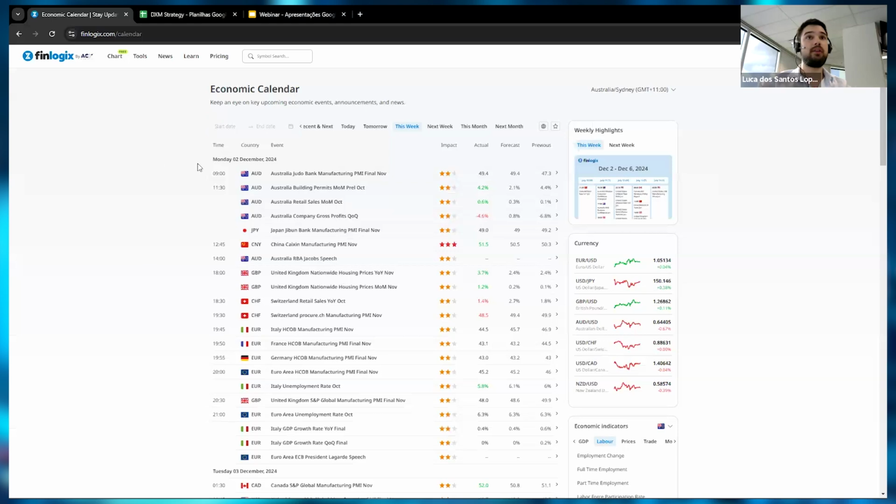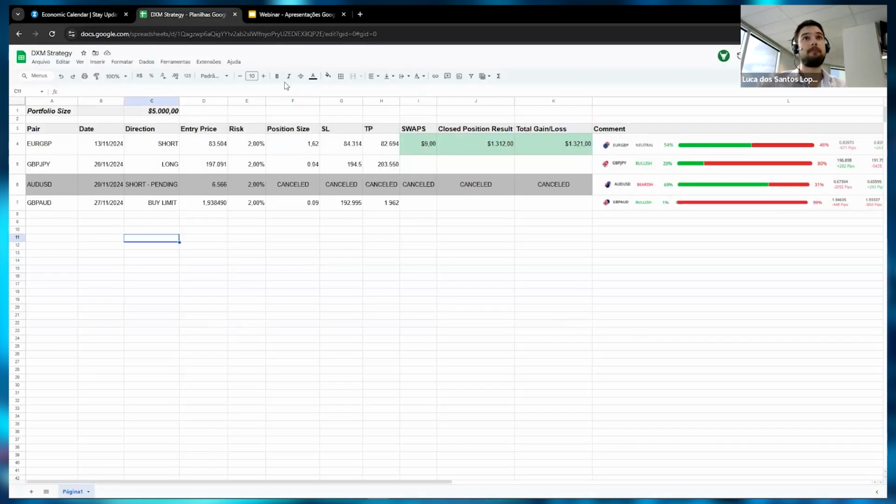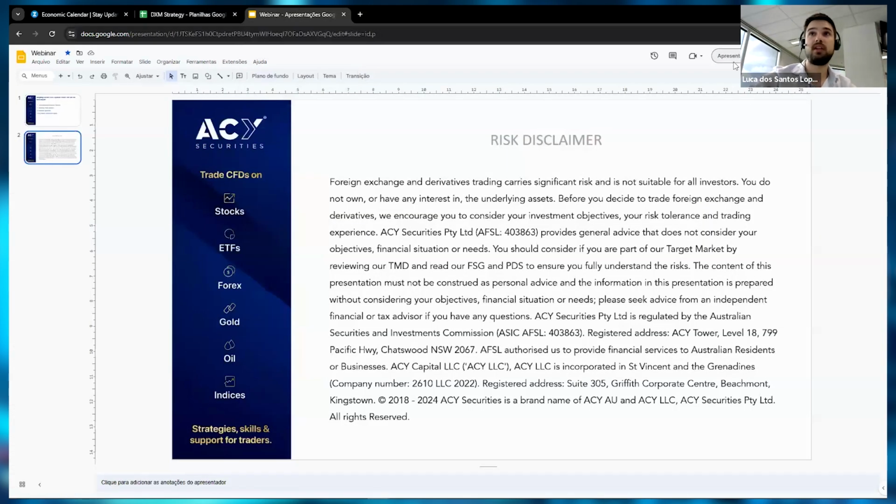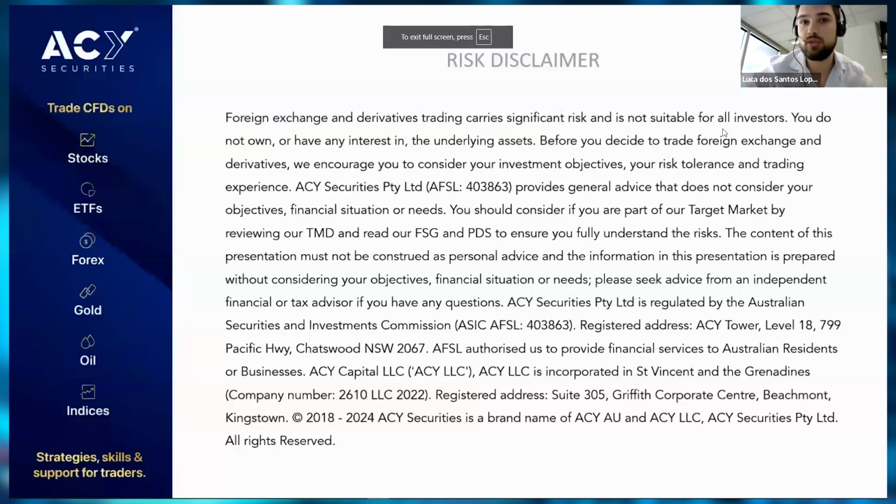We're going to be having a look at the economic calendar as well, but that's going to be pretty much it for today. So before we go any further, guys, I just want to put the risk disclaimer up. Give a minute to everyone to read, and then we should start. Okay, let's go ahead.